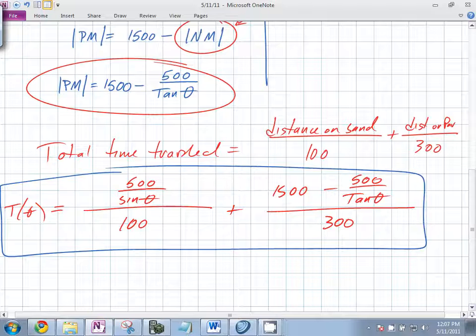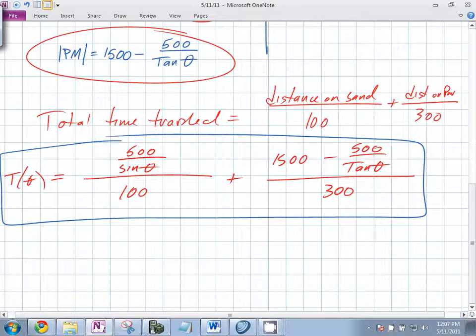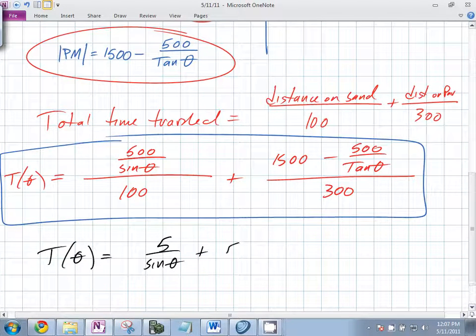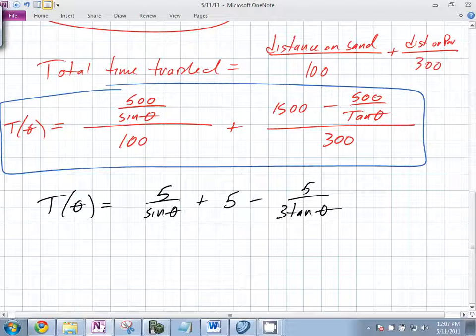Can we clean that up a little bit just to make it a little prettier? Yeah, we sure can. What does this turn into? T of theta is equal to 5 over sine theta plus 5 minus 5 over... What could you factor out? You can factor out a 5. You can write it as cotangent and cosecant.